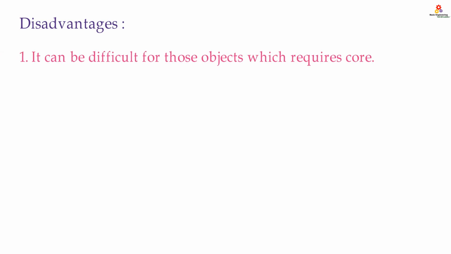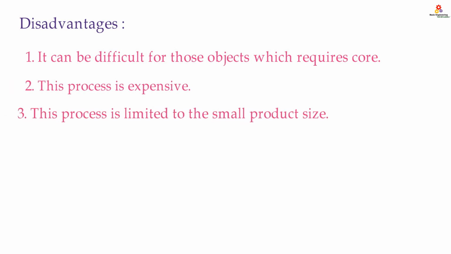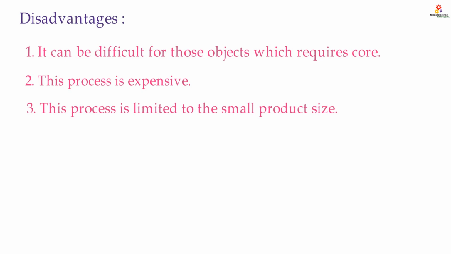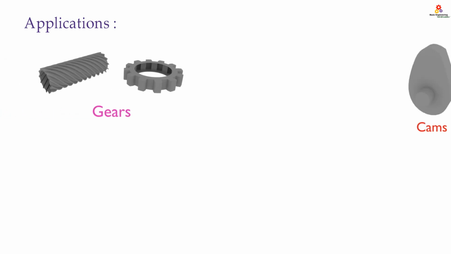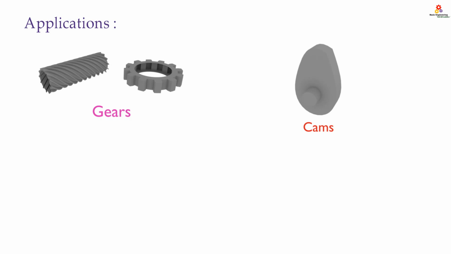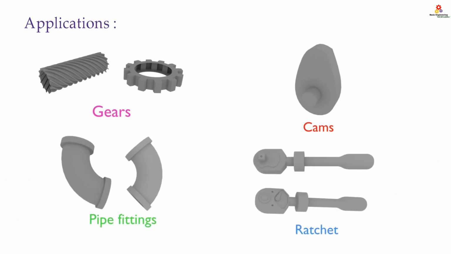Next, disadvantages. It can be difficult for those objects which require a core. This process is expensive and this process is limited to small product sizes. The last point, applications. The investment casting process is used to produce gears, cams, pipe fittings, ratchets and other machinery components.